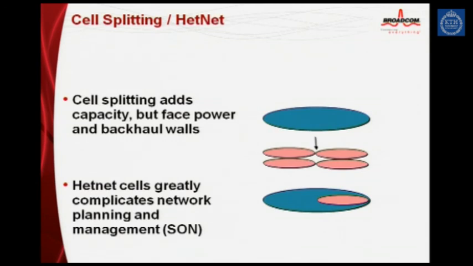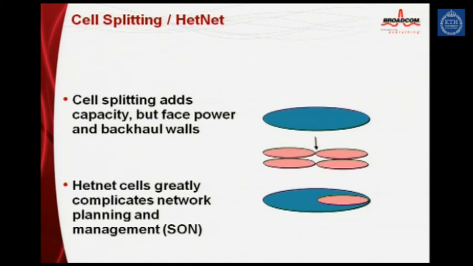But certainly, if macros and picos will have to coexist, the fast-moving traffic will be parked on the macro cells, and the pedestrian traffic will be parked on pico cells, and hopefully, most of the traffic is going to be pedestrian. So that's where capacity will come from. So cell splitting can actually buy capacity because the capacity of one cell doesn't change when it gets smaller.